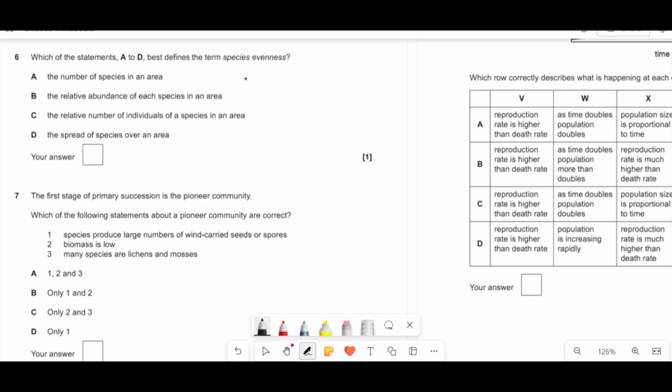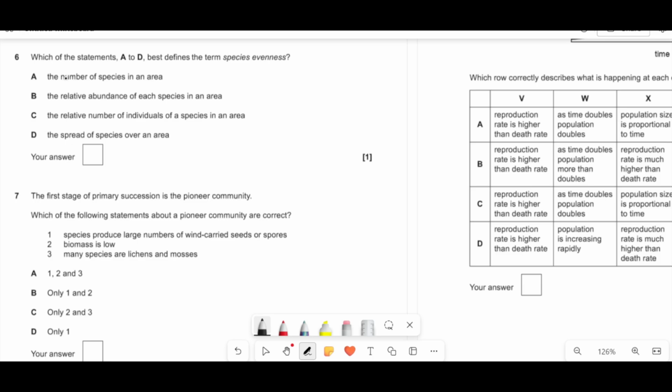So which of the statements best define species evenness? Species richness is the number of different species you have in an area, right? Like this type of squirrel, this type of rabbit, this type of tree, whatever. Species evenness is a measurement of the relative abundance of each species, as in how many of them there are of each species, right? So whichever one of these is going to be that.